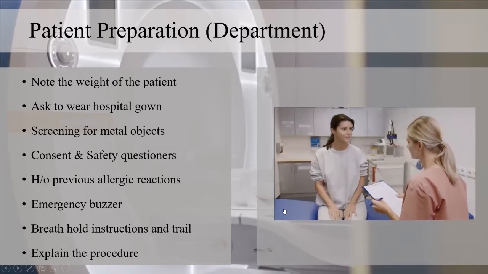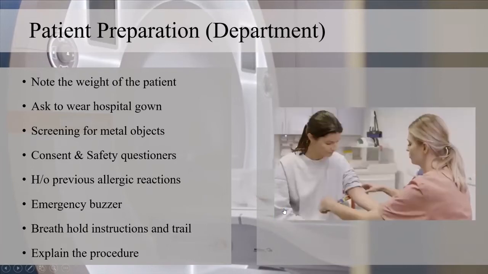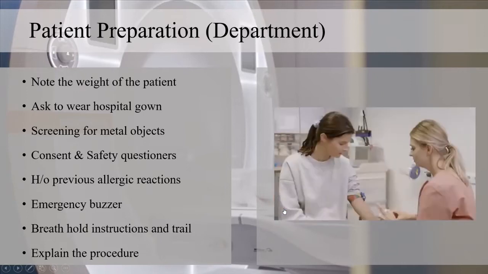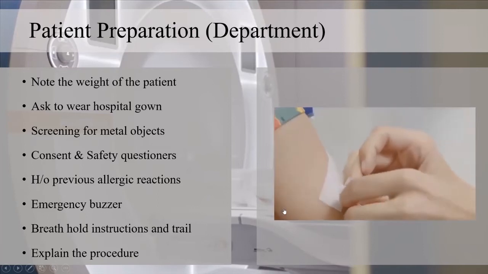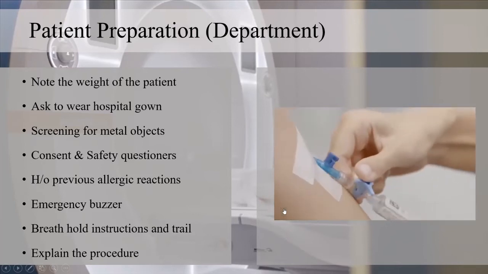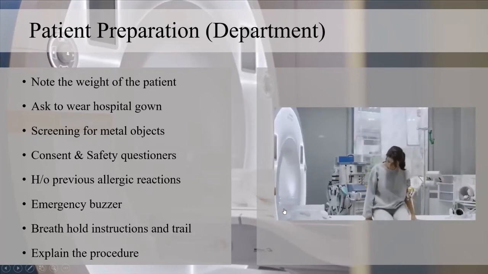Once this is done, the next step: if the patient is indicated for a contrast study and there is no IV cannula, there will be placement of an IV cannula. This is only if contrast is indicated. And once a cannula is placed, you can check whether it is exactly in the vein or not.